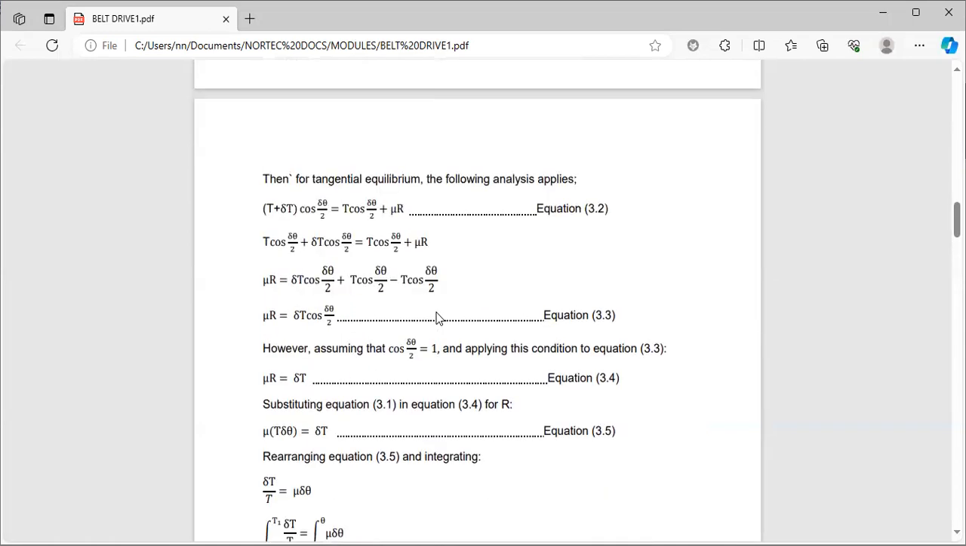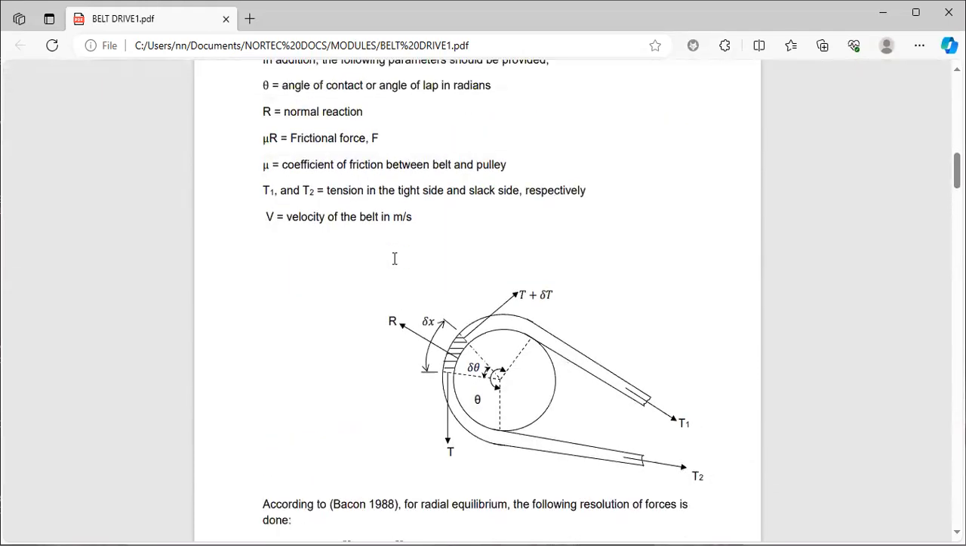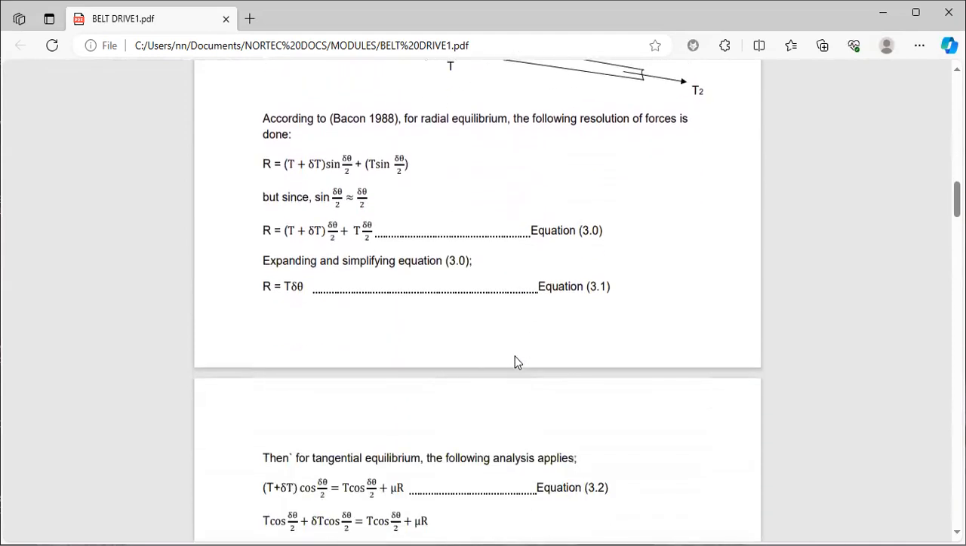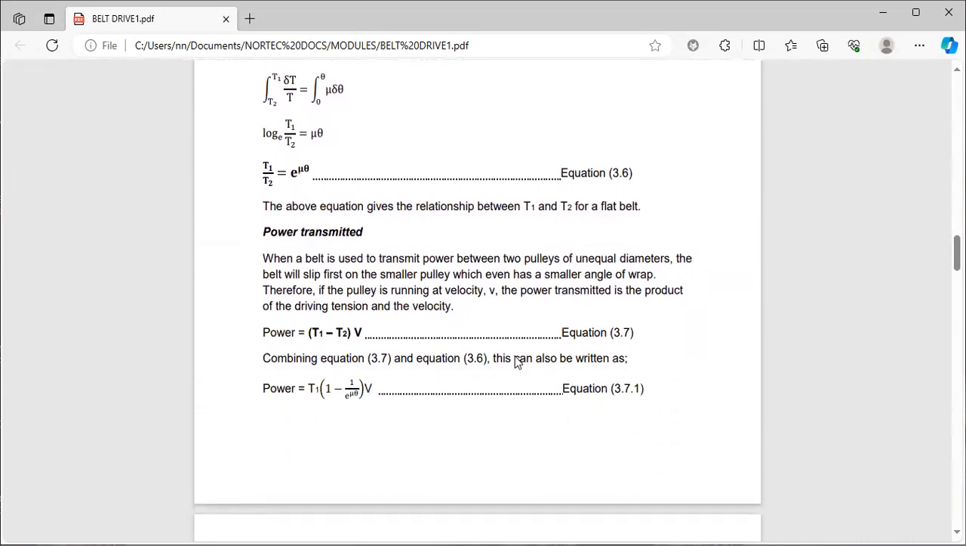In this case, let me go back to what we're looking at. So the angle of lap is this angle shown here, from here all the way to there. The angle of contact or the angle of lap. So the bigger the angle of lap, the lower the chances of slipping. If the angle of lap is very small, then you expect that the belt can easily slip and we have other problems coming.